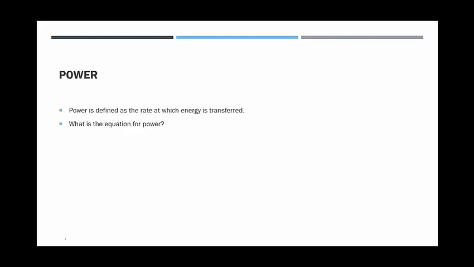Last thing to go through in this session is power. And power is defined as the rate at which energy is transferred or the rate at which work is done. I'd like you to pause for a moment and write down the equation for power. Now there are two equations for power. The first one is power is energy transferred divided by time taken.